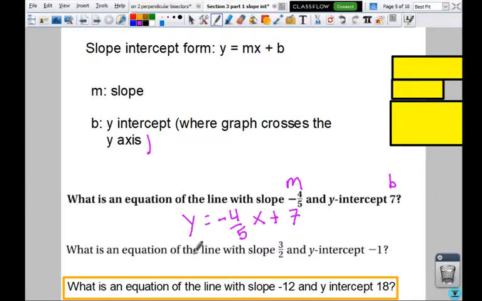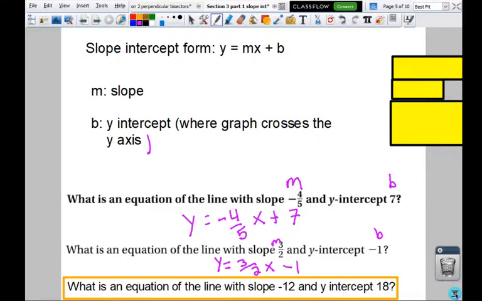This next one, what is an equation of a line with slope 3/2 and y-intercept -1? Just like before, I got my m right here. I got my b. I just need to fill them in. Y equals, actually that's 3/2. I think I maybe said 3/4. Alright. My m is 3/2. I'm going to go x. And then I could do plus -1 because my y-intercept, my b is -1. Or I can just go -1. Either one is fine. Doesn't really matter. Is it the same answer? Same answer either way. I like -1 better because it's less to write and it's easier to look at, but it does not matter.